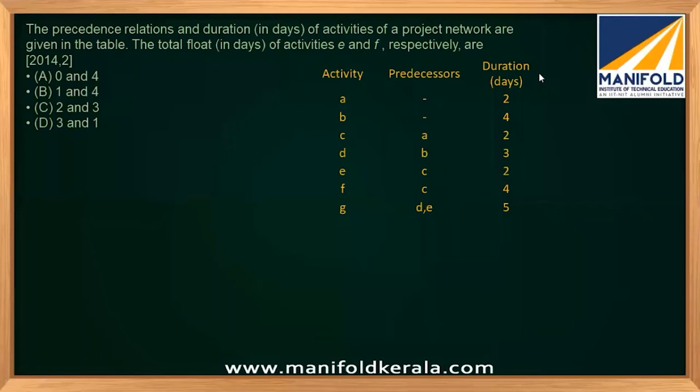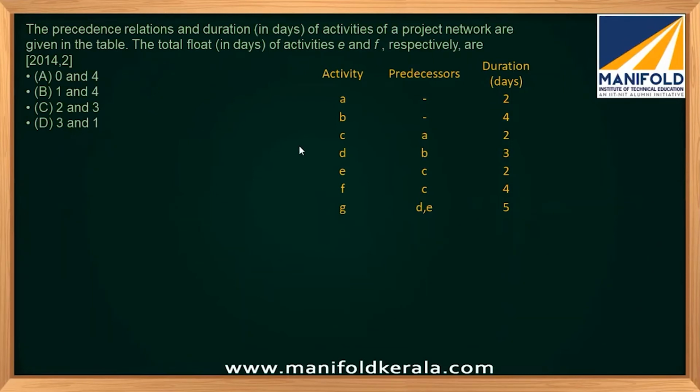This is a 2 marks question, multiple choice. This was asked in 2014. What we need to find is the total float of the activities E and F, just for E and F. So for the total float, first of all, we want to draw the network. Then we have to do the forward passing and backward passing to get the early start and finish time. Then we will estimate the total float.